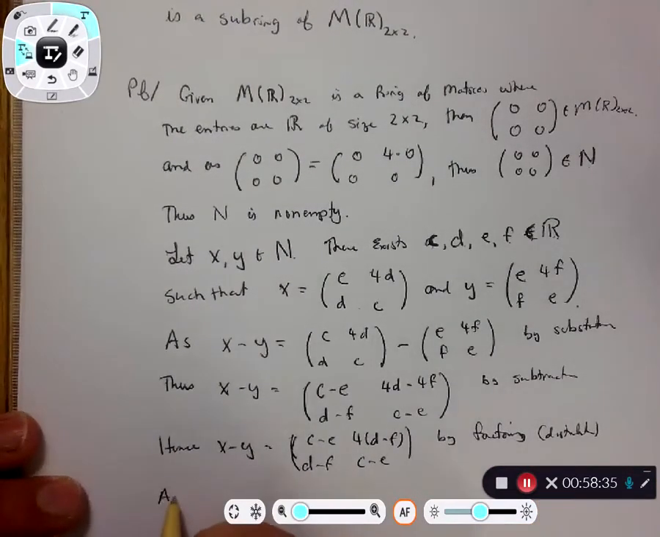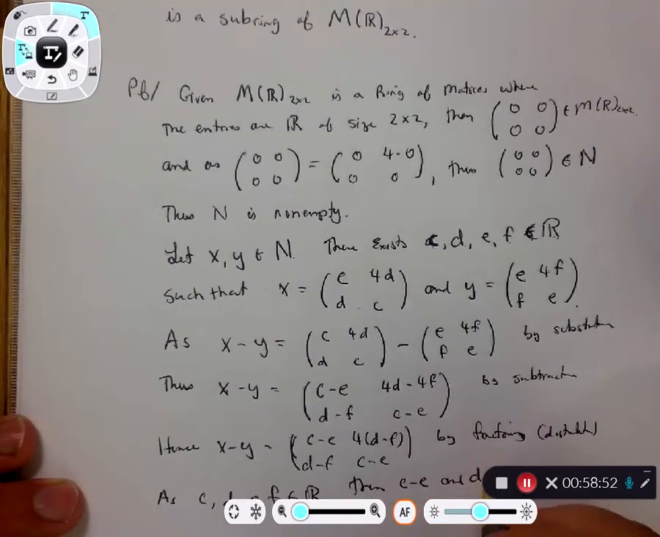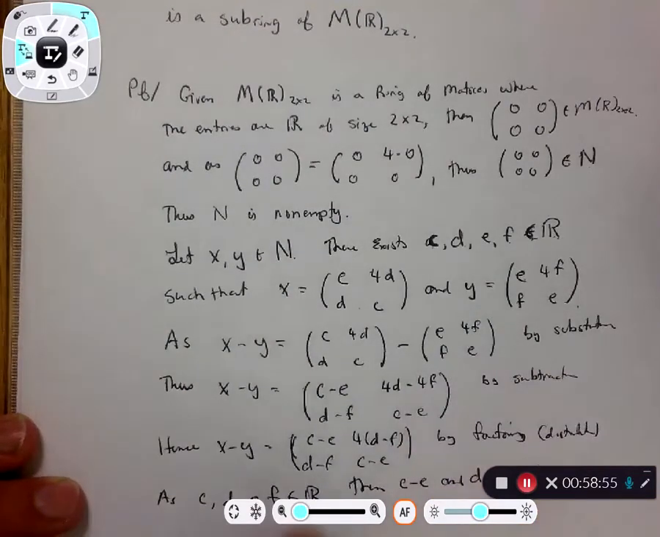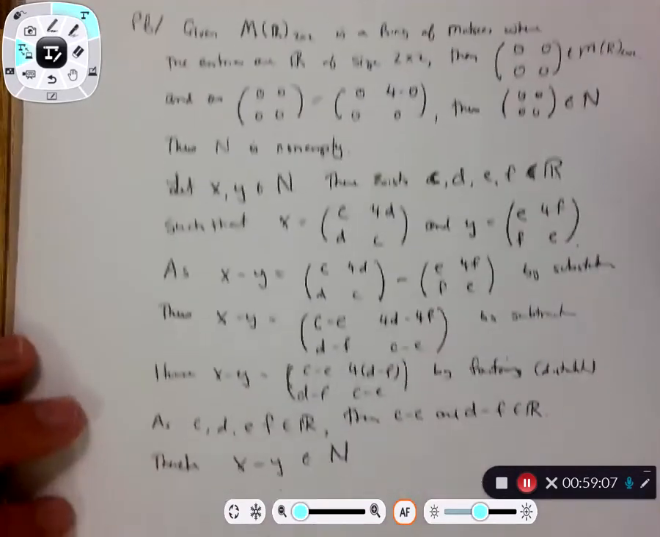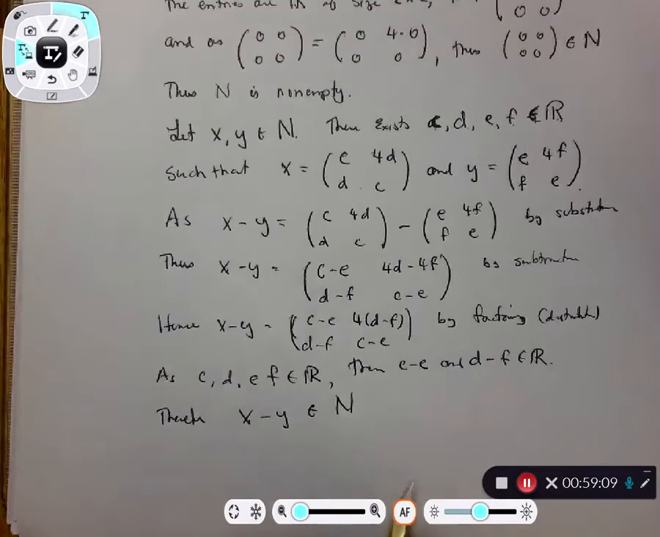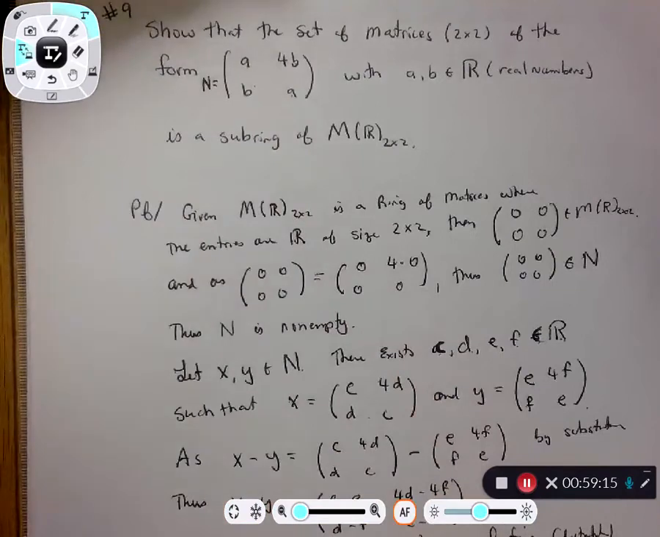Well, as C, D, E, and F are real numbers, then C minus E and D minus F are real numbers. So these guys make up real numbers. I have my structure. Therefore, x minus y is an element of that set n. This looks like the n structure, which was way up here. Okay?